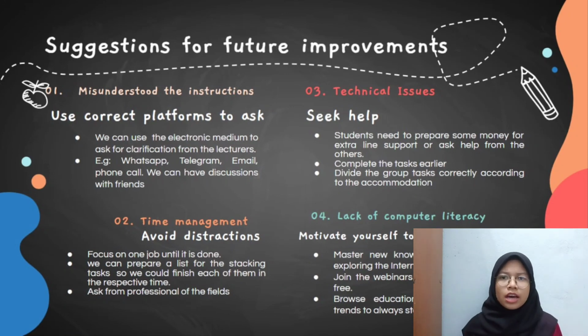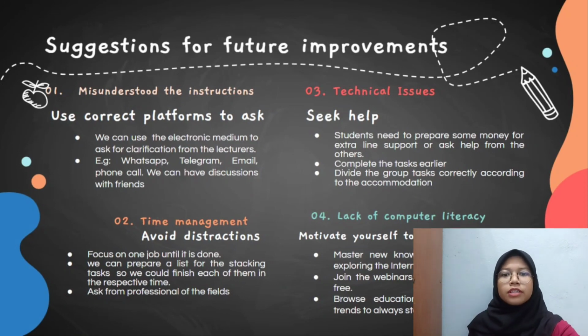Therefore, to have a clear understanding of the task, we can have discussion with friends to find the answer to the question. Second, we can avoid distraction to manage the time management problem. To save time, try to avoid distractions when doing the task. To do it, keep focused on one job until it's done. Besides, we can prepare a list from the stacking tasks so we could do them in order and finish each of them in the respective time.